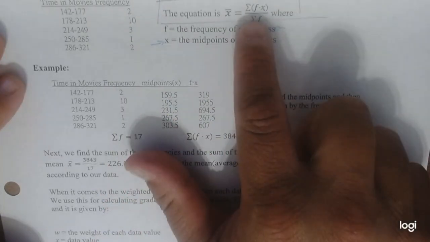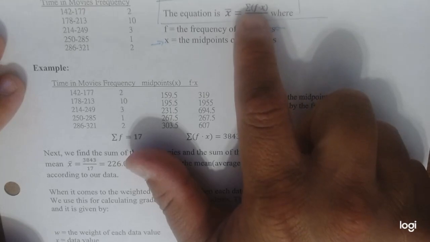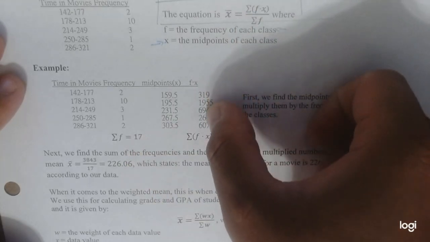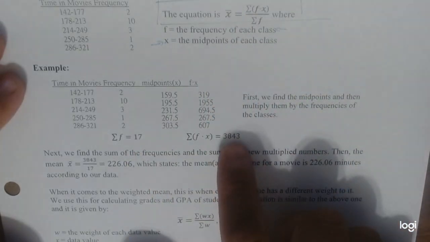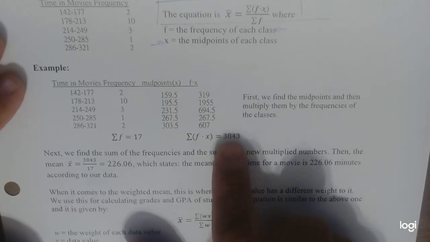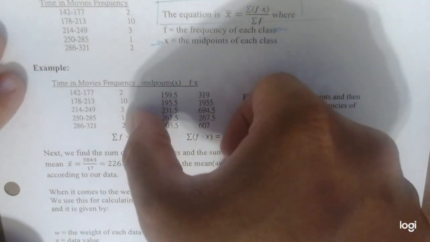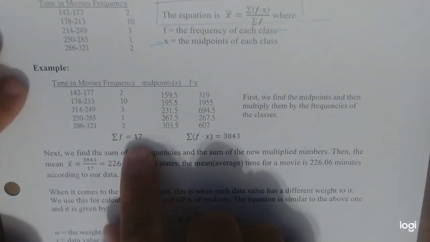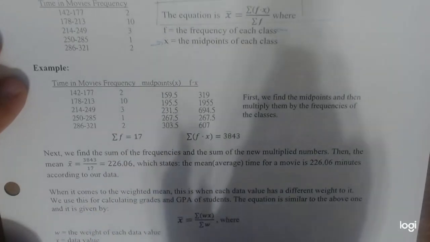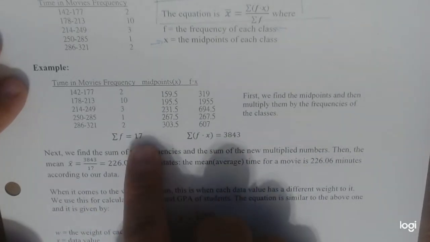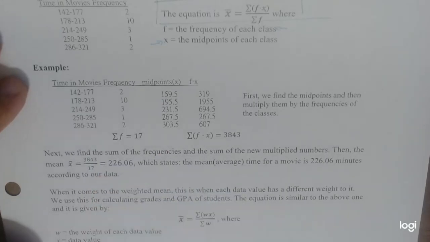Now, the next thing it says is to take the sum. So the way we're going to do it is add up all these numbers, and that number is going to be the very top one we need. So we need basically 2 numbers. The very top one, which is this one, and at the bottom is the sum of the frequencies. So we're just going to add up all the frequencies together. We get 17. So now look at the mean. You literally divide this number over that number, and we get roughly 226.06.